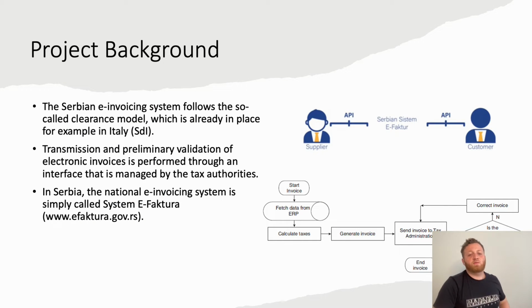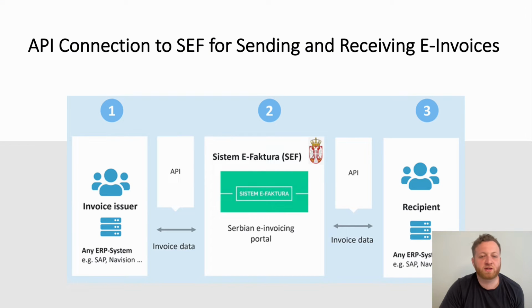Also, the Serbian e-invoicing system follows the so-called clearance model, which is already in place, for example, in Italy with the SDI. Transmission and preliminary validation of electronic invoices is performed through an interface that is managed by the tax authorities. In Serbia, this system is called the system eFaktura, and here you can see the link to the government's website. And here we have the API connection to the system eFaktura for sending and receiving e-invoices.